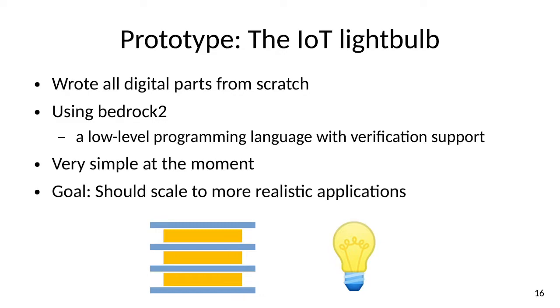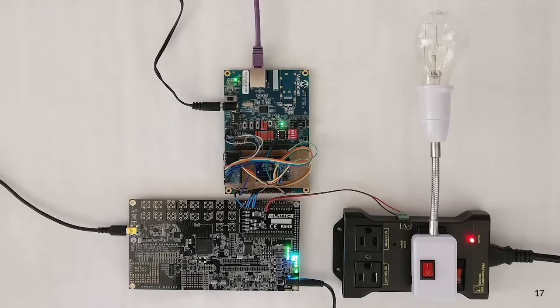To answer this question, we built a prototype system, which is the Internet of Things lightbulb. For this project, we built all the digital parts of the whole stack from scratch, and we're using Bedrock 2, which is a low-level programming language similar to C with verification support. The whole project is very simple at the moment, but we wrote everything with the goal in mind that it should scale to more realistic applications.